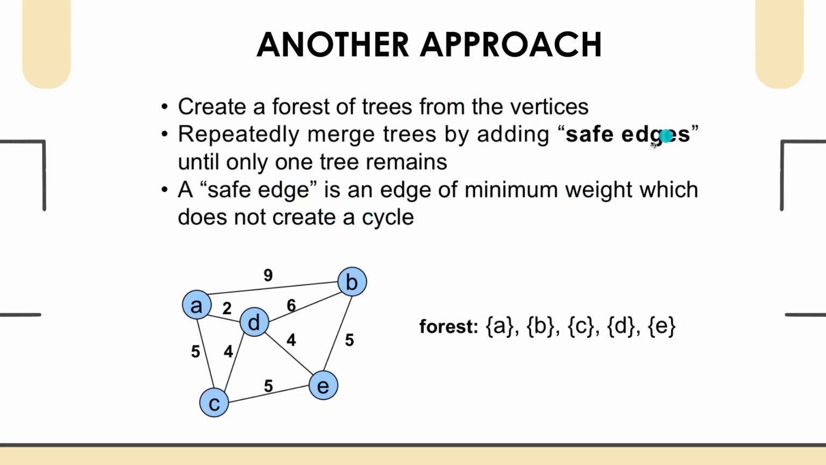So, we start with a forest, and we try to bring all the vertices into a tree by taking into account only the safe edges. Initially, for this graph, if we have to convert it into a forest, then it should be 5 different trees. Each of those vertices should be treated as a separate tree. Then we try to merge the vertices into one tree in such a way that we pick up a safe edge. A safe edge is one that has the minimal weight and that does not end up in a cycle. So, this is also another way of implementing Prim's algorithm.